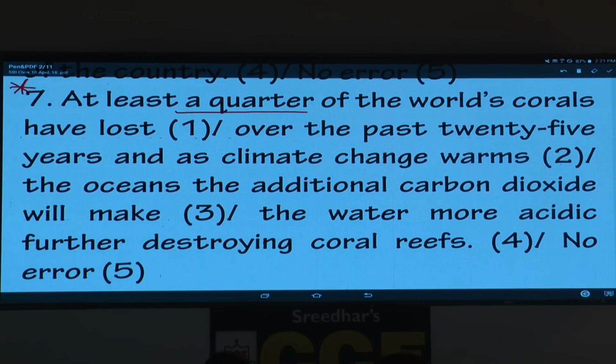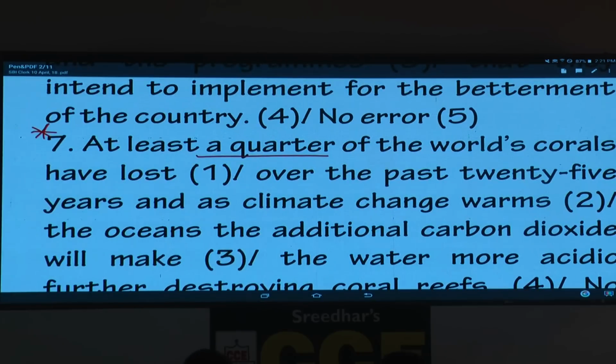So what is missing here? The word "been" is missing. So at least a quarter of the world's corals have been lost. We have lost corals. Corals have been lost. But here you may have the doubt, you may ask the question, sir, we see the expression "a quarter". A quarter sounds and looks singular. So how come you say "have been" is correct?